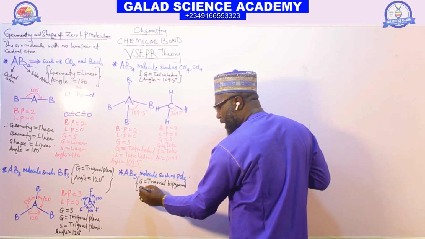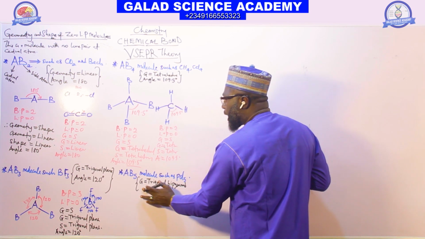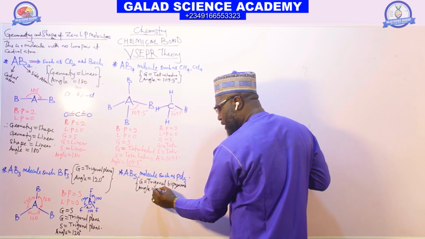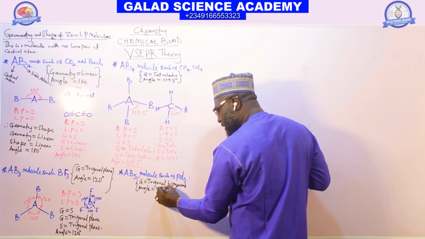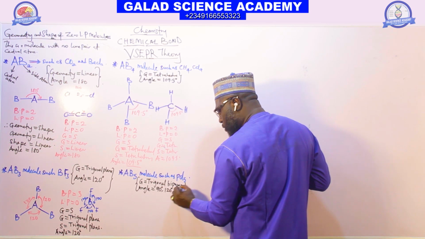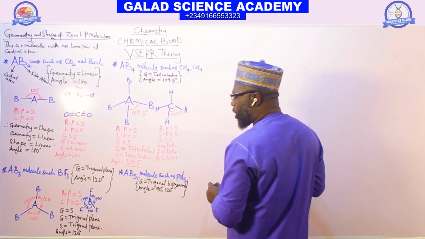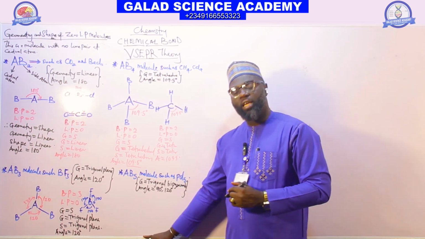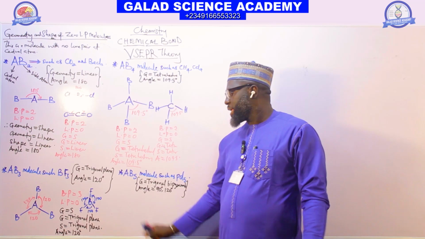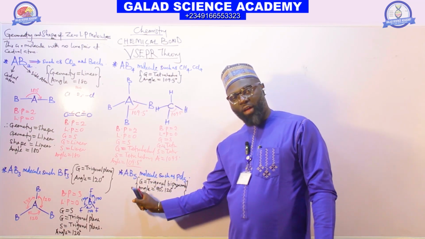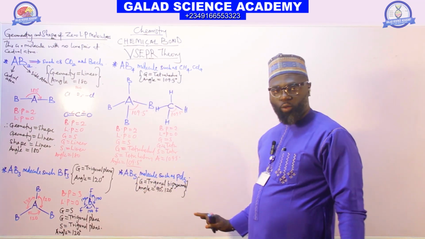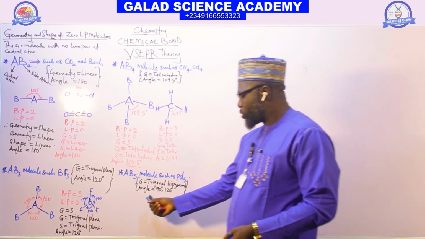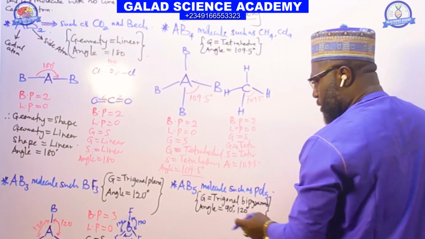And the angles here are 90 degrees and 120 degrees, according to VSEPR theory. It says that every AB5 molecule has a trigonal bipyramid geometry, and the angles are 90 and 120 degrees.